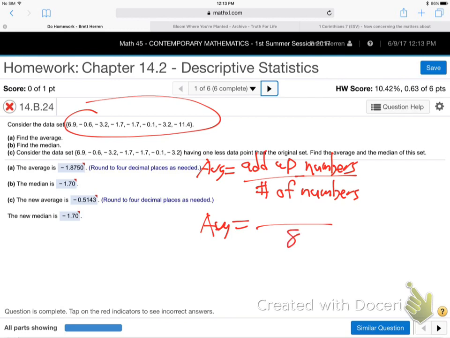So it's going to be negative. Most of them are negative. You've seen that, a lot of negative numbers there. So whatever that is, divide by 8. It comes out to be negative 1.8750. I want you to round to 4 decimal places. I'll go grab my calculator real quick.